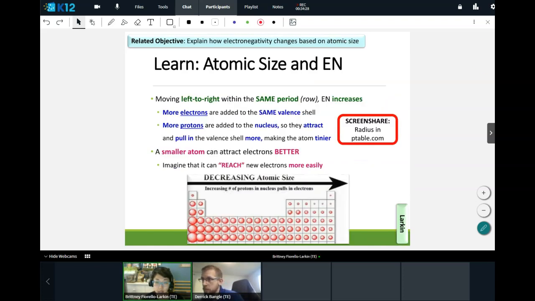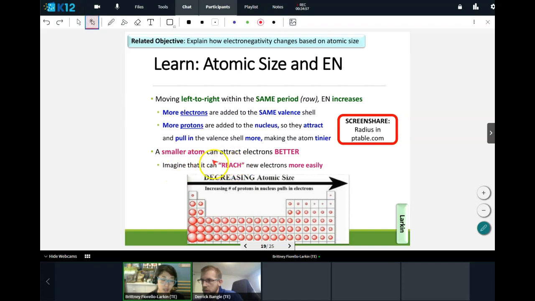All right, so let's go ahead and talk about why this happens. So we've learned the pattern, right? As we go left to right, further to the right, electronegativity increases. It becomes more attractive to electrons, with the exception of our noble gases, group 18. But the reason why has to do with the size of the atom. So a smaller atom can actually attract electrons better. The reason why is because it has less space to reach through to try to get new electrons.